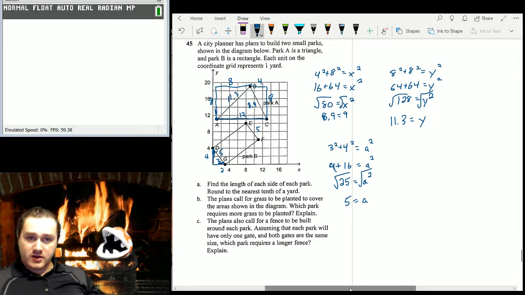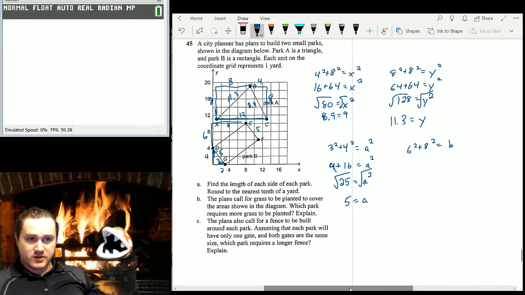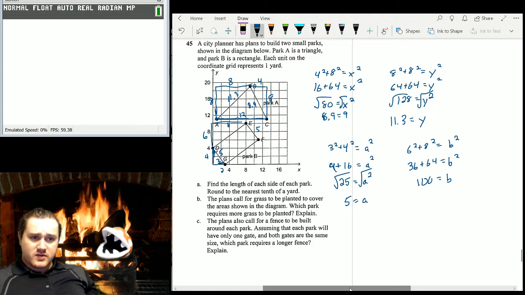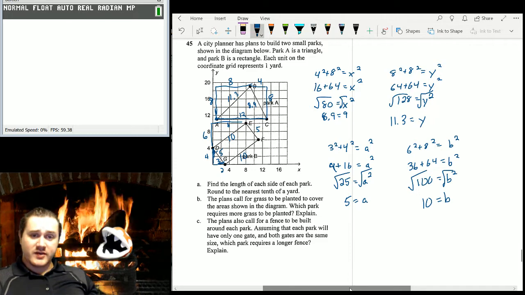For the other one, it goes up a total of 1, 3, 4, 5, 6, and the left and right 8. So 6 squared plus 8 squared equals b squared. 36 plus 64 equals b squared. That is 100 equals b squared, square root, and 10 equals b. Alright, so now we found all the lengths of the sides. Again, we're not going to actually label all of it, we're just working through it.